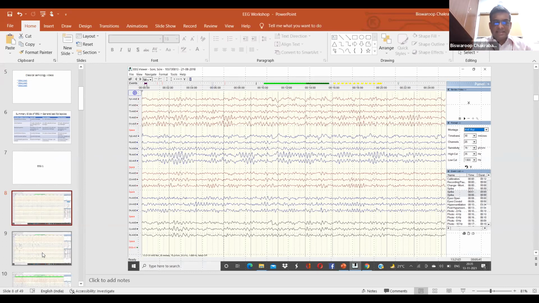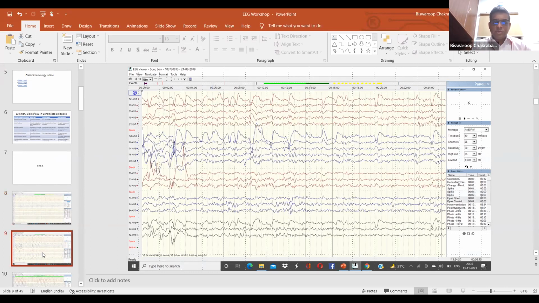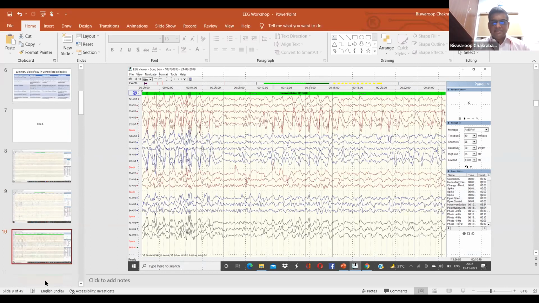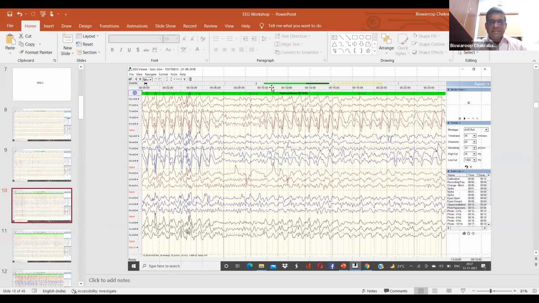Now moving on to the next slide, the same thing is continuing. This green mark is marked for hyperventilation and this yellow mark is marked for photic stimulation. So let us move on to this next slide. You see the moment the child has started hyperventilation, the cursor is here. So hyperventilation has started in the green mark. You can see this occipital predominant spike and wave discharge coming.